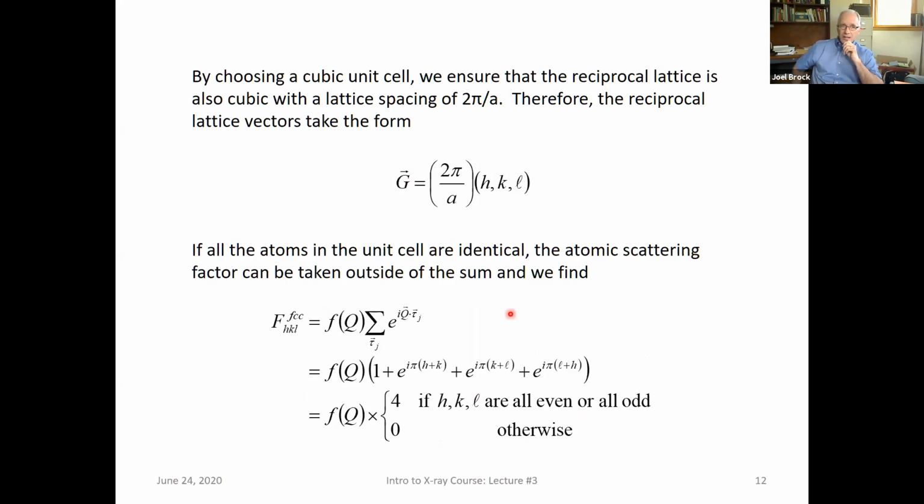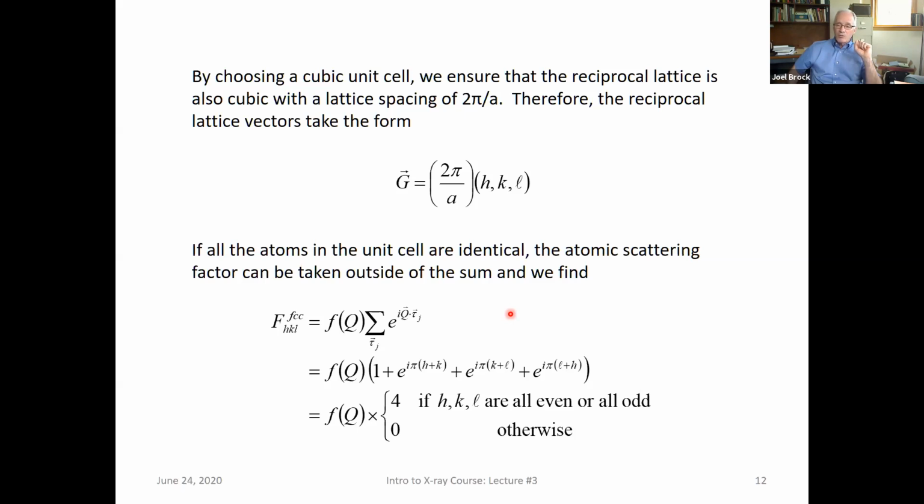I could have picked a smaller unit cell, but it wouldn't have been cubic. I find working in Cartesian, cubic coordinates to be the simplest to understand. The only complication of choosing that is that my basis has more than one atom in it. But by choosing a cubic unit cell, I can make sure that the reciprocal lattice is also cubic, and it has the very simple lattice spacing of 2 pi over a. That's really simple for my brain to understand. So the reciprocal lattice vectors, the G vectors, all take the really simple form of 2 pi over a as a length, or reciprocal length, times h, k, and l, which are all integers.